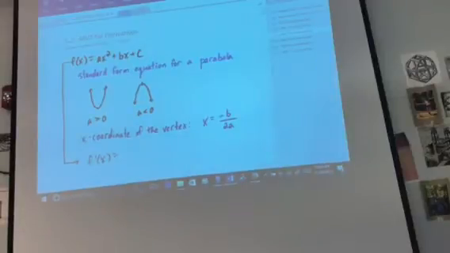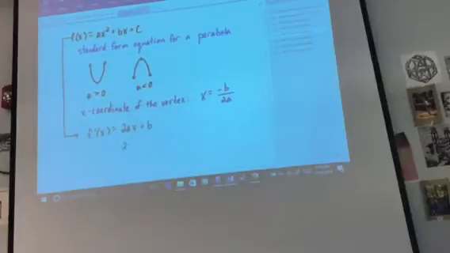All right, so we're going to differentiate this term by term. What's the derivative of ax squared with respect to x? 2ax. Derivative of bx with respect to x? Plus b. Derivative of c with respect to x? 0. What do you think we want to do with this 2ax plus b? Because we're talking about what's going on at the vertex. Set it equal to 0.